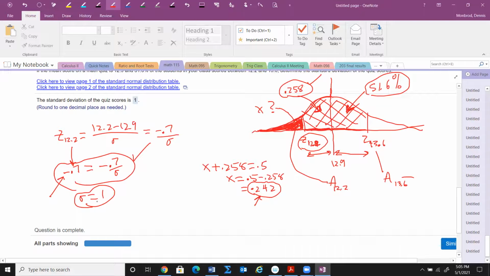Okay, so kind of complicated, but a little bit trickier than the usual problem. So hope that helps.